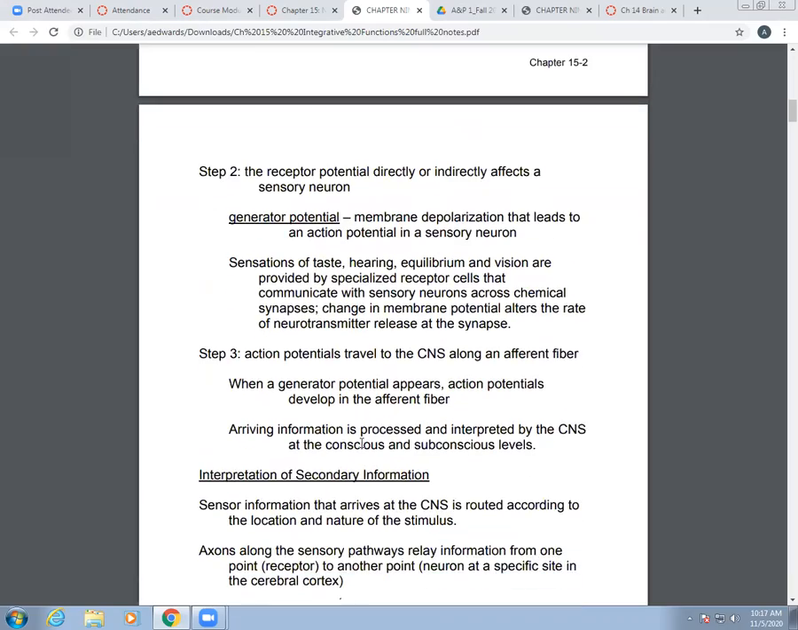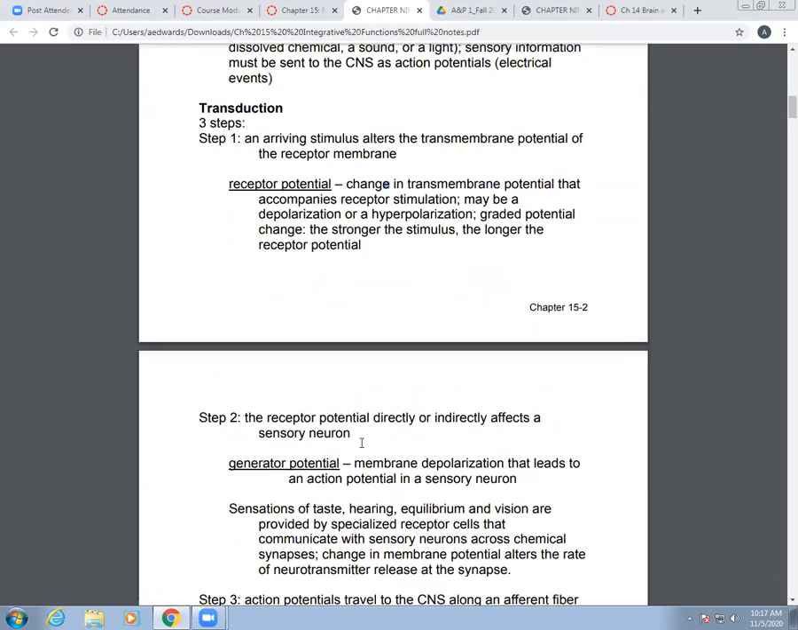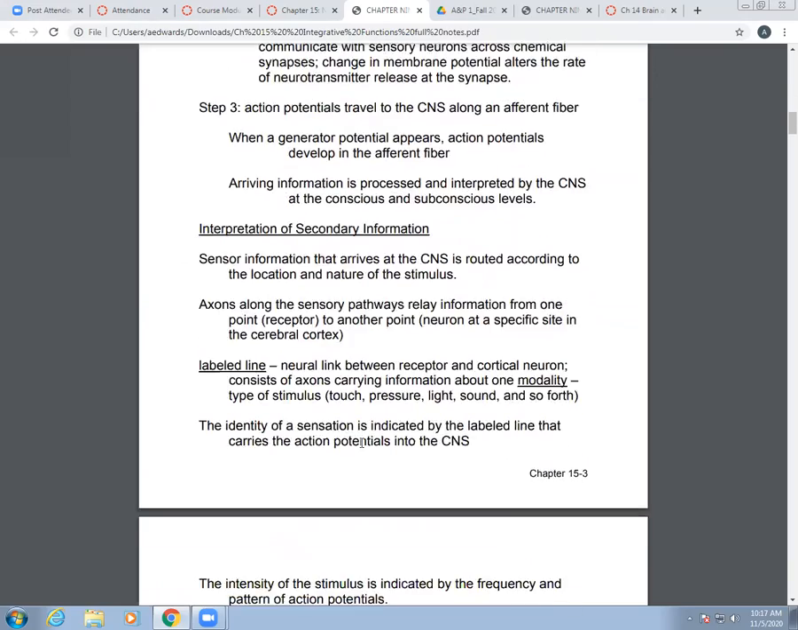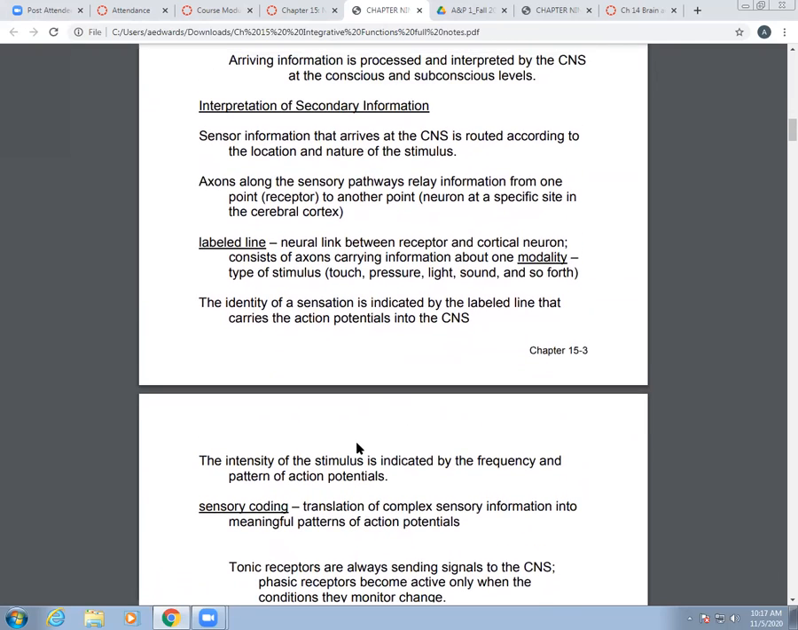All right, so what I'd like for you to do now is to talk with your partner about the steps of transduction. You can do this at home as well.